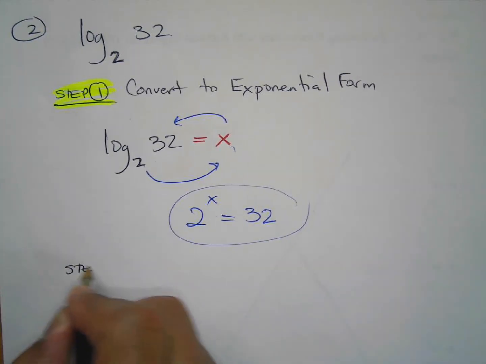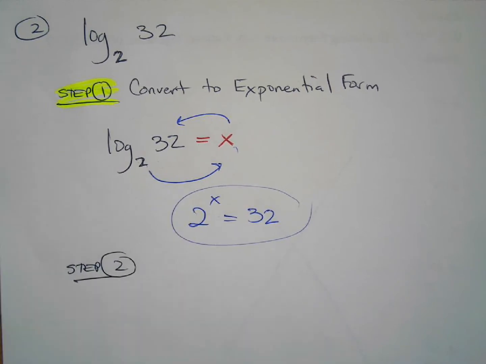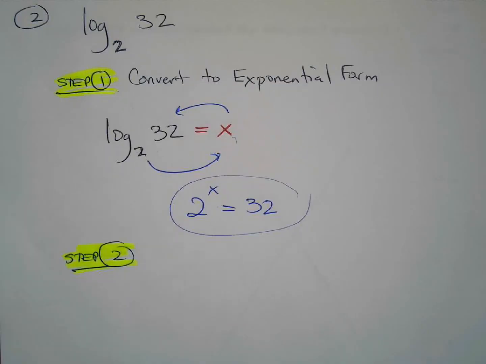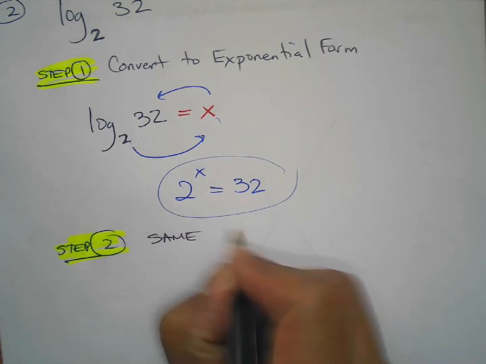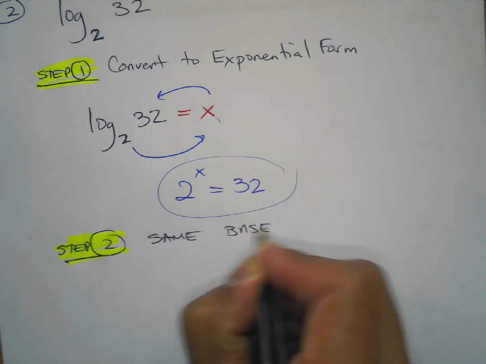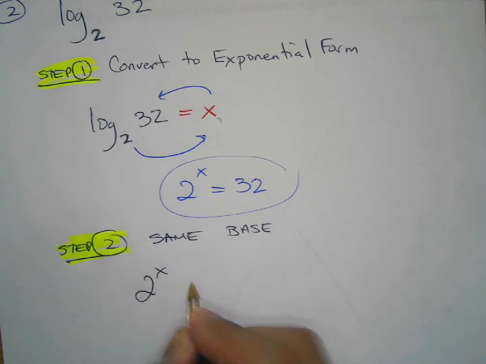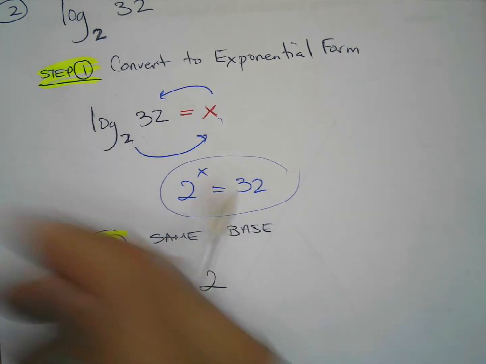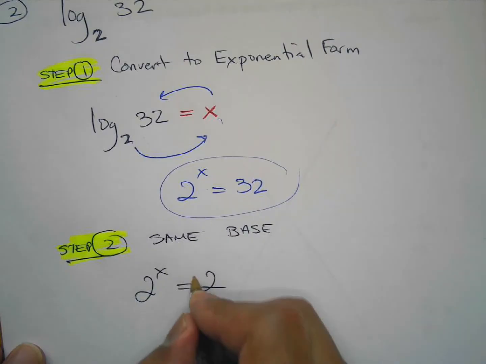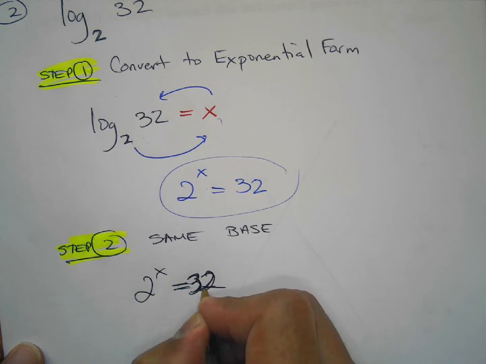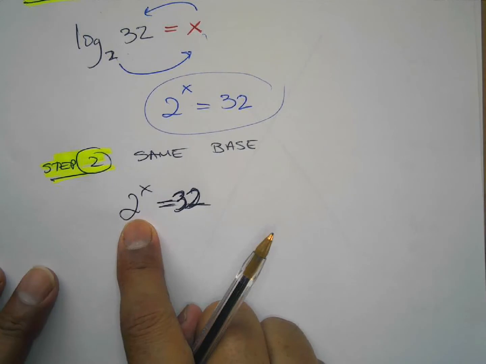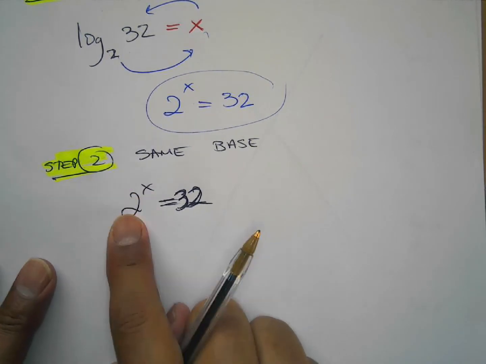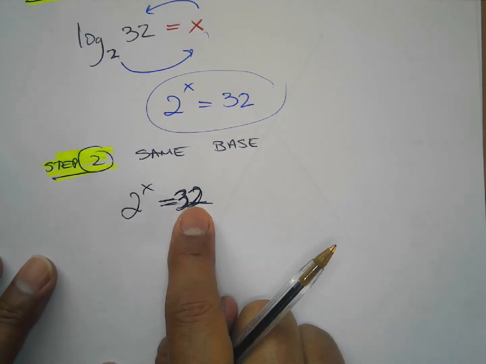What was step 2? Get the same base. So I got 2 to the power of x is equal to 32. Here's the smaller number. 2 is a base here. 2 to the power of x. Can I write 32 with a base of 2?